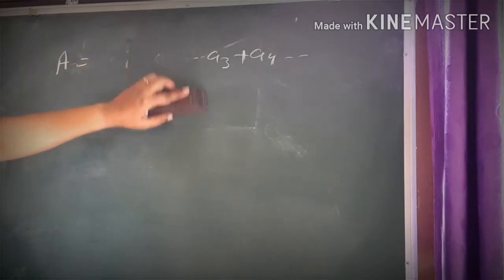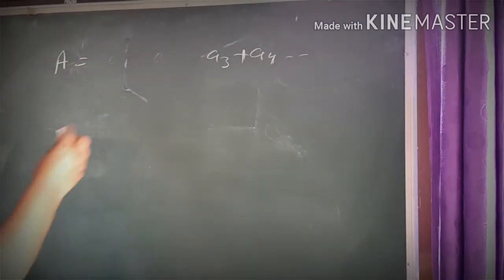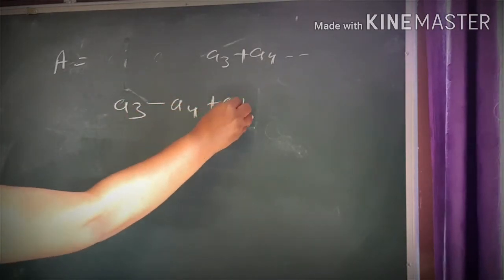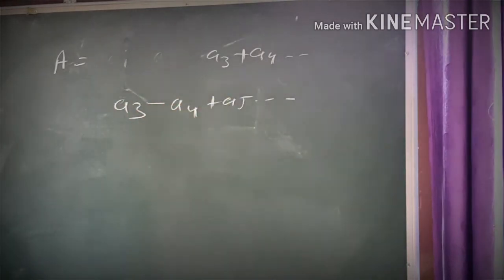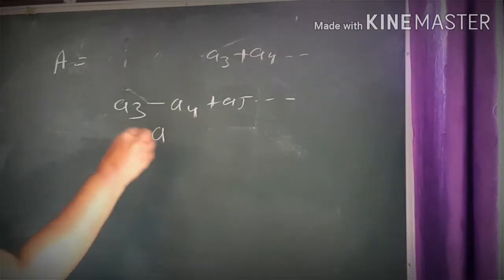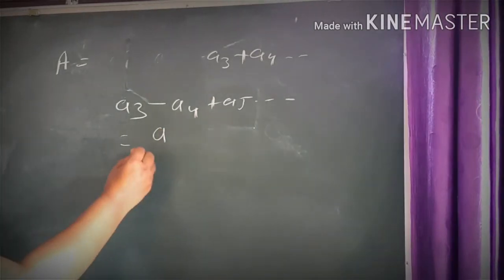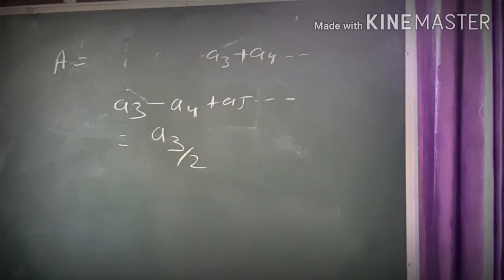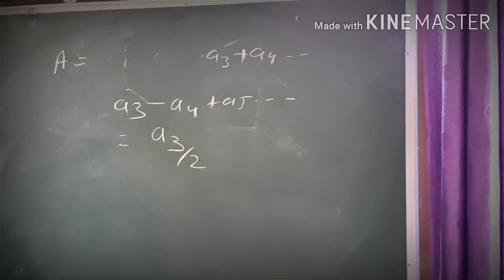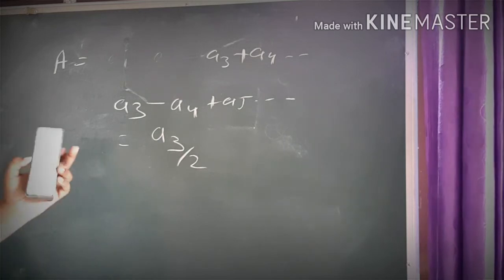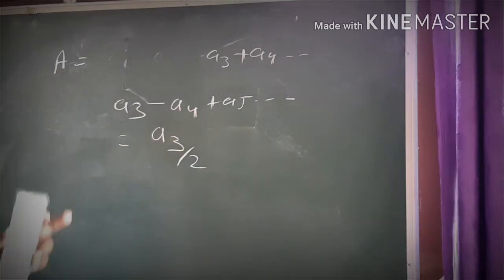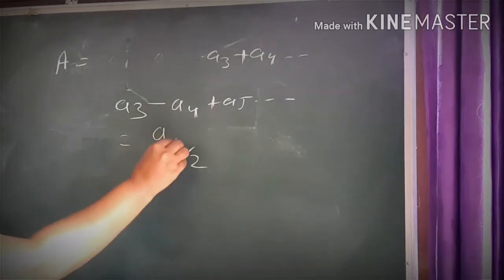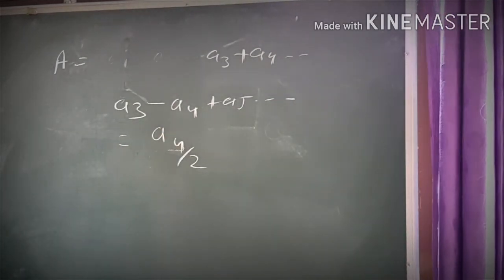If two half period zones are obstructed, first half period zone and second half period zone, then our series starts from A3. We have A3 minus A4 plus A5 and so on. Then the effective amplitude will be A3 by 2. If we have obstructed 3 half period zones, then our series will start from A4, and the effective amplitude is equal to A4 by 2 and so on.